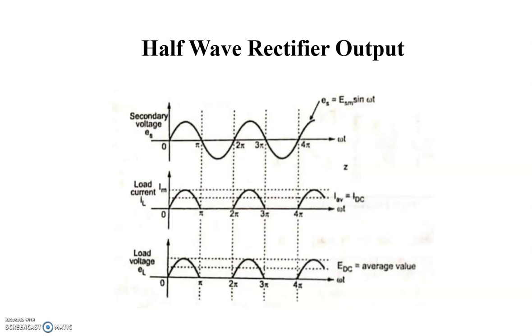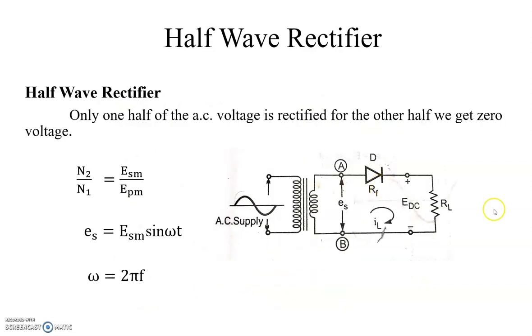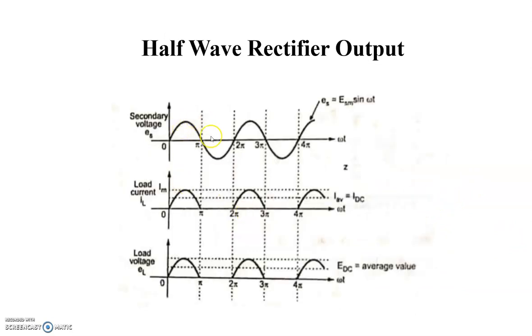So therefore, the voltage that appears across the load terminal is practically the same as the input voltage at every instant. Here, look at this. This is our input waveform, and this is our output. The output is nothing but whatever the input is that will appear in your output.